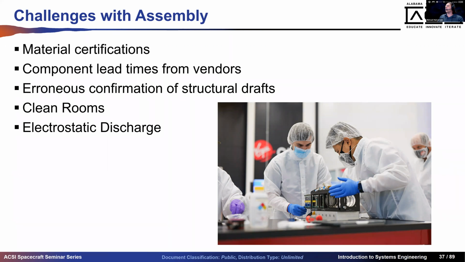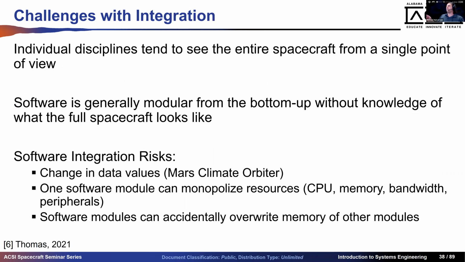Oftentimes when you're assembling and integrating things, you realize that a problem with your drafts exists and you need to update your structural tolerances. Also, people drop things. There's breakage, electrostatic discharge. So arcs can burn out a component, release the magic smoke. You got to know how to assemble this, and there's entire NASA standards dedicated just to assembly.